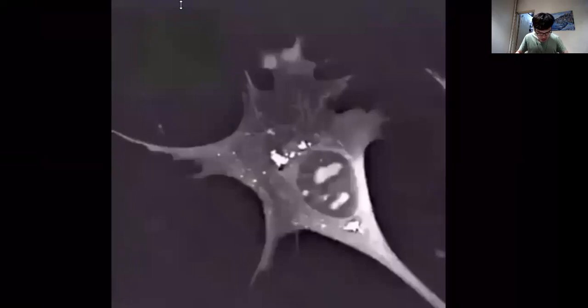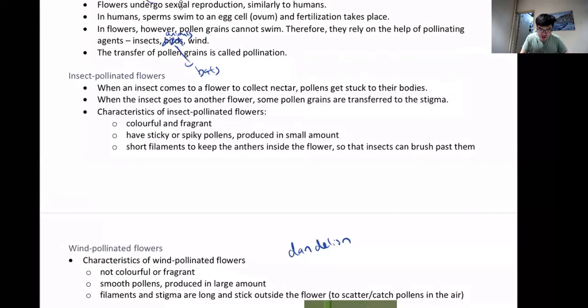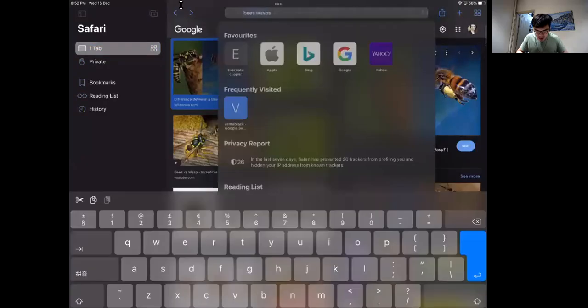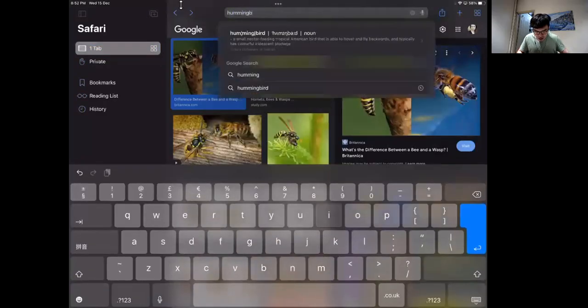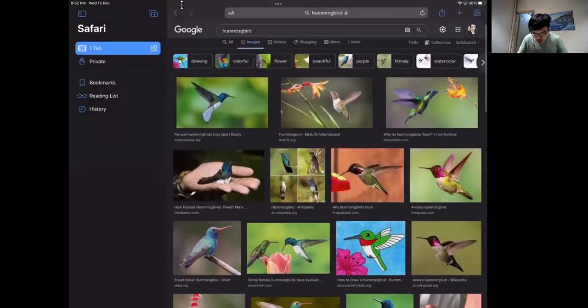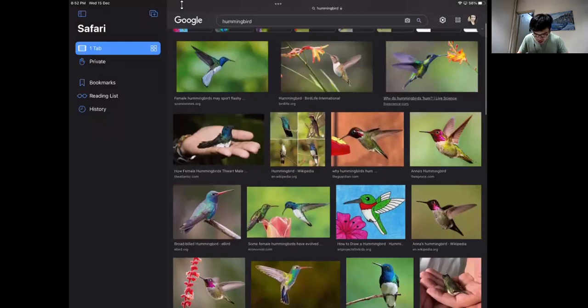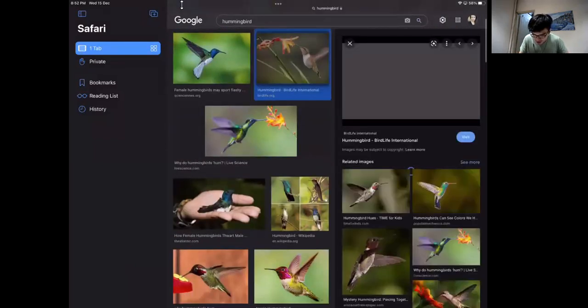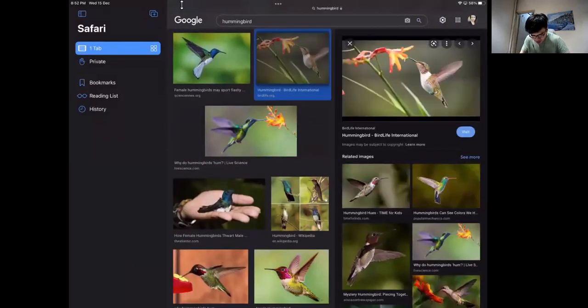Okay, anyway, let's come back to here. As you can see, they need to be colorful and fragrant, basically anything that can attract insects. Hummingbird is the same thing. Hummingbirds also come to flowers for the nectar. At least you find this cute, right? They are the smallest bird in the world. Hummingbirds are also there for the nectar.